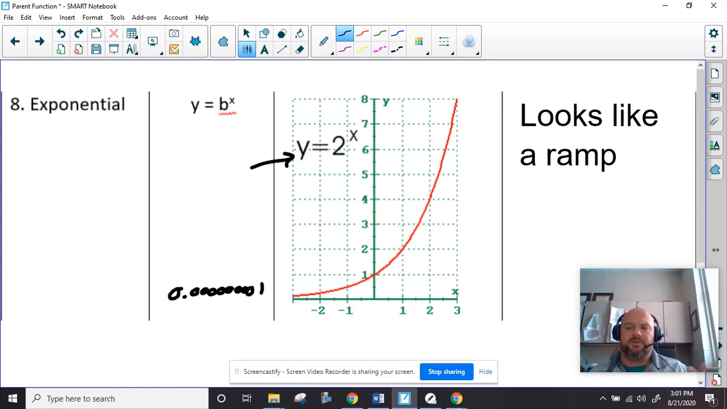All right, and that's just a brief little overview of the parent functions. You do have some of the questions on your homework today, and you'll have some on the test. And that's just kind of how it will go.